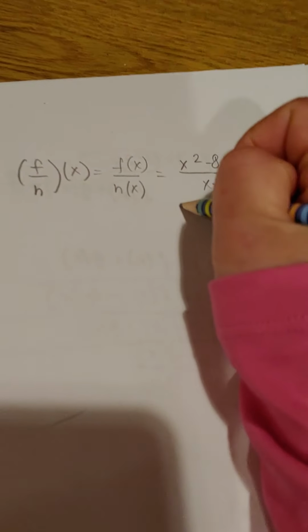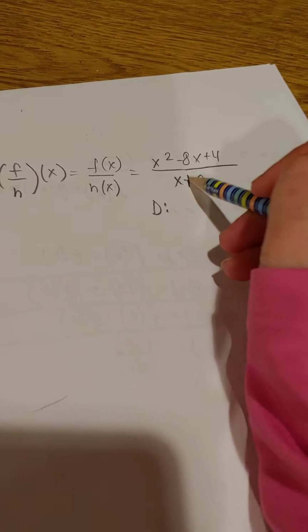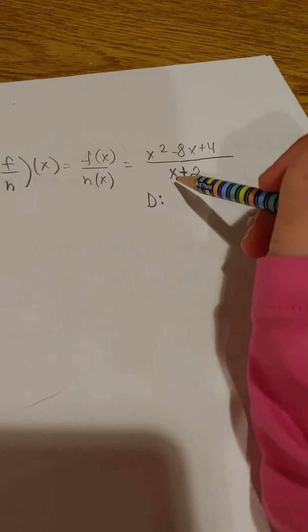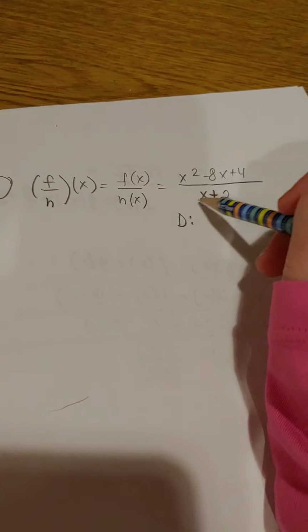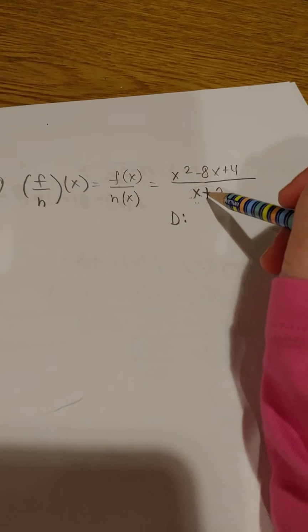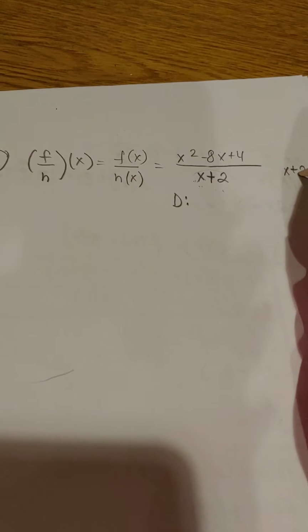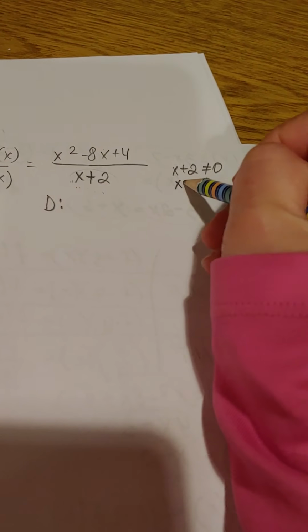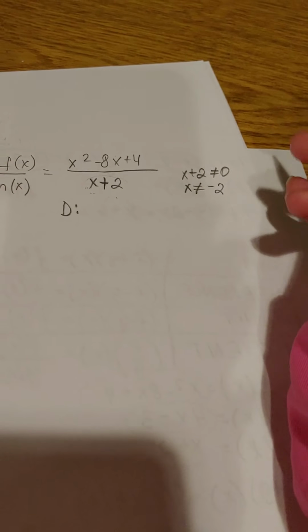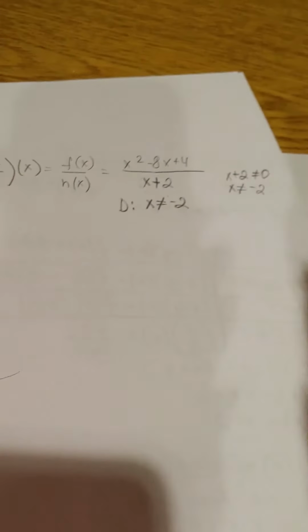And now if we talk about the domain, we have to note that not every x can be plugged in, not any value can be plugged in instead of x. If we plug in negative 2 here, then the denominator will become 0, and we cannot divide by 0. So x plus 2 cannot be 0. We're going to solve this, and we're going to get that x cannot be negative 2. So this is my restriction. x cannot be negative 2.